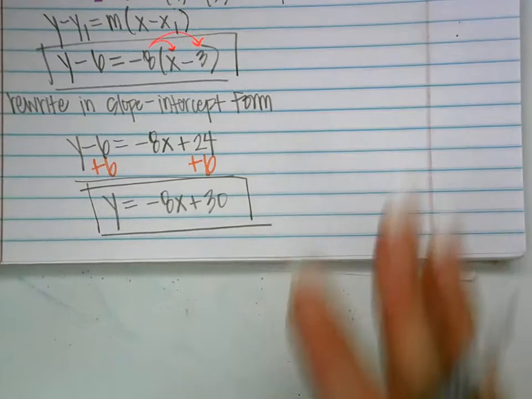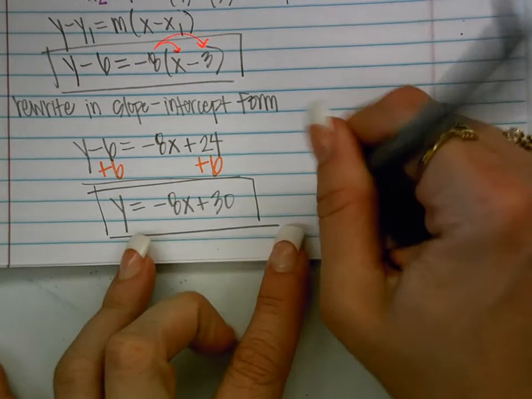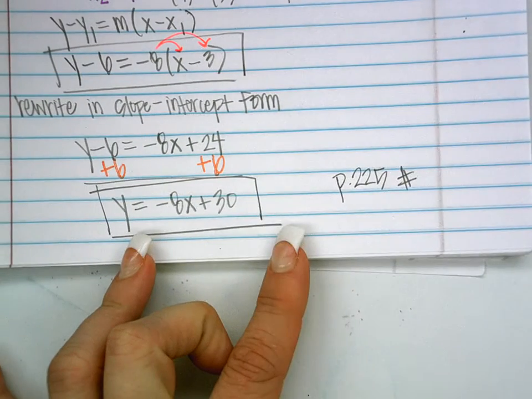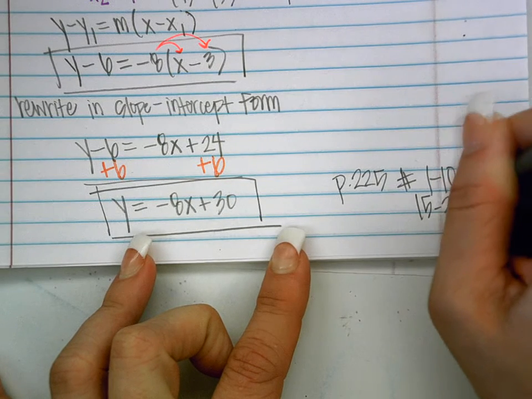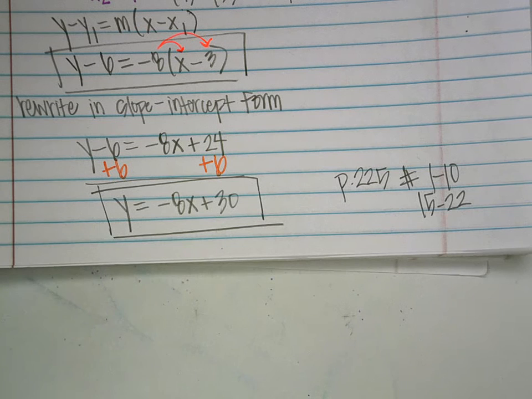Okay, your homework is written up on the board. You guys are doing page 225 in your books, numbers 1 through 10 and 15 through 22. Just in case you didn't do last night's homework, make sure you get it done because we will be checking both 3.5 and 3.6 on block day. That's what I said, yes.